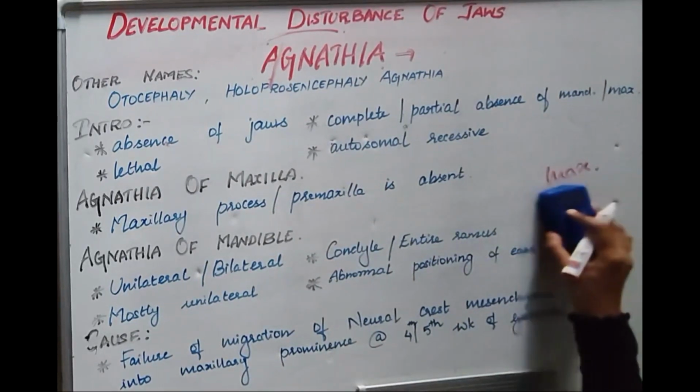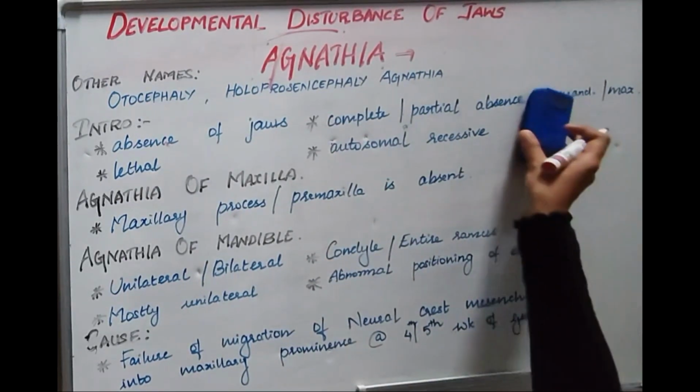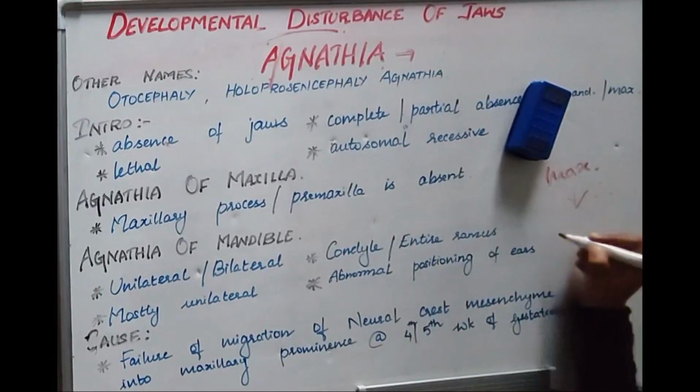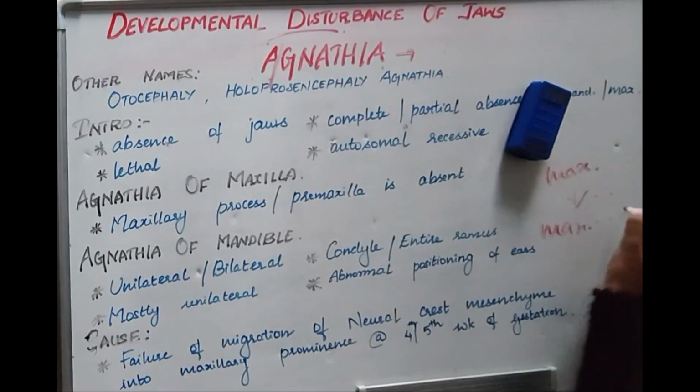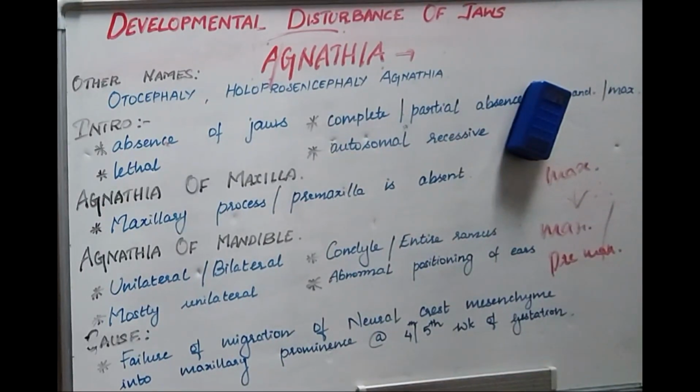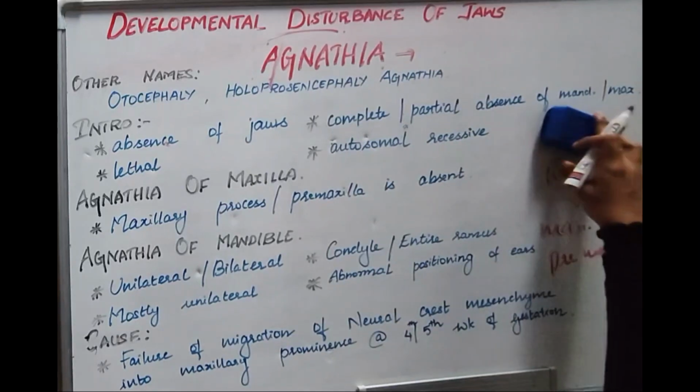So we'll see Agnathia of maxilla and then Agnathia of mandible. In the maxilla, either the development of the maxillary process is affected or the development of the premaxillary region is affected. It can be totally absent, or there can be some developmental defect. In such cases, you can see that the middle third of the face will be completely retracted in these patients when there is complete absence of maxilla.